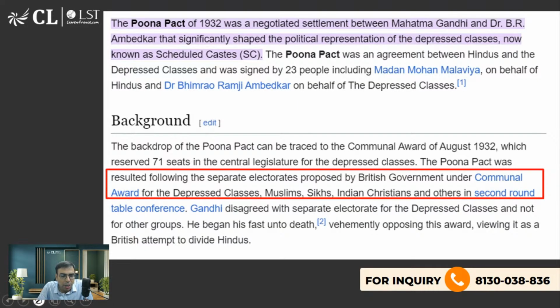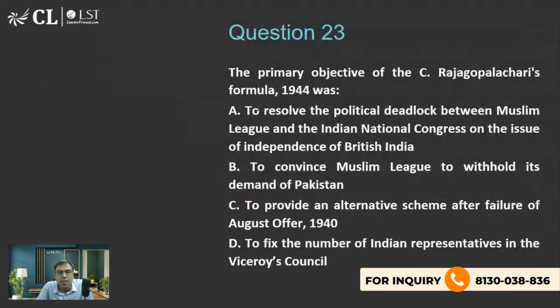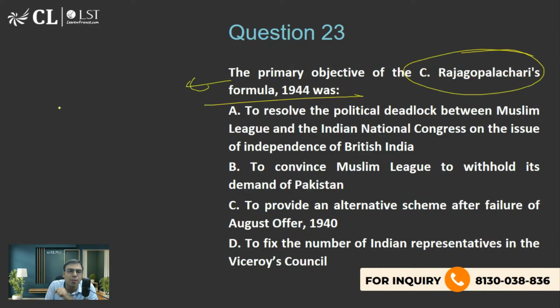This is very important because of course they can ask questions. The next one is the primary objective of C. Rajagopalachari's 1944 proposal. इसको एक्चुअली राजा जी फॉर्मूला कहते हैं ना, राजा जी. C. Rajaji formula. C. Rajaji formula.